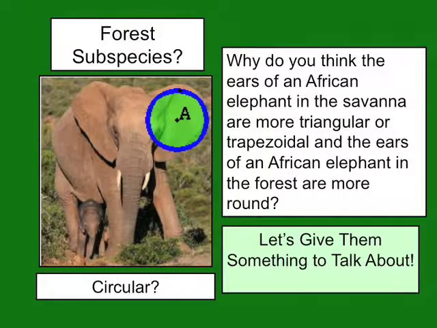And the question is, all right, after you've made a conclusion, I mean, there's no right or wrong answer. Tell me, why do you think the ears of an African elephant are more triangular or trapezoidal if they live in the savanna versus circular? Again, a good conversation about perimeter with the blood vessels going around the exterior of the ears.